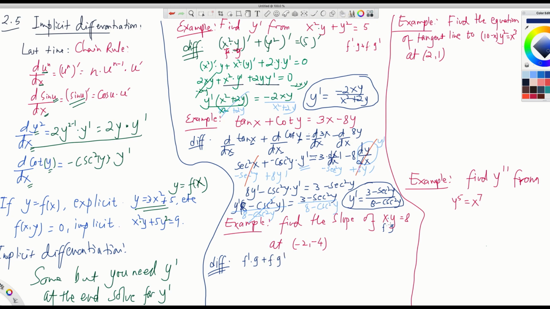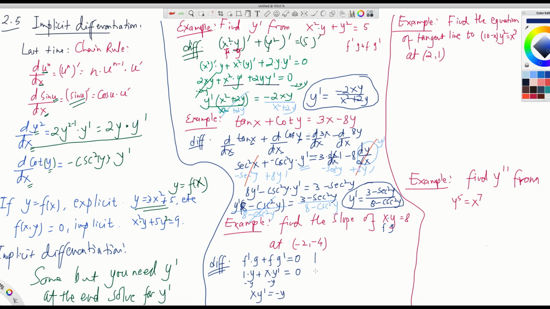So what do you write for that? It is f prime times g plus f times g prime. But here, what is your f? F is x, so the derivative of x is 1 times g, which is y, plus f, which is x, times g prime, which is y prime. And then on the right side, this is just a number, so the derivative is 0. Now you need to solve for y prime, so you need to subtract y on both sides. So what do you get? x y prime equals negative y.